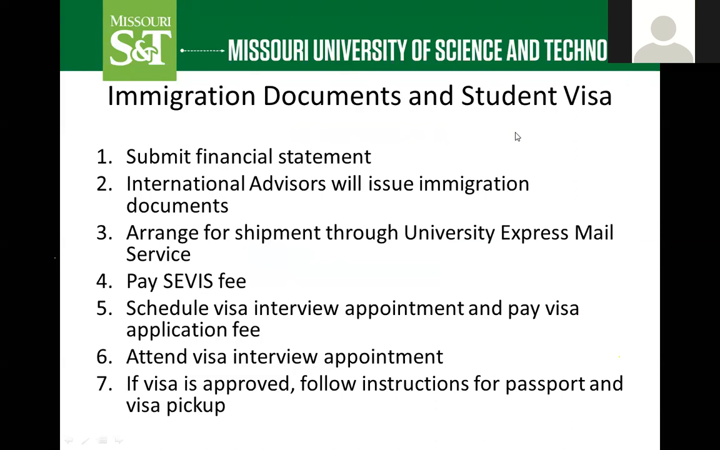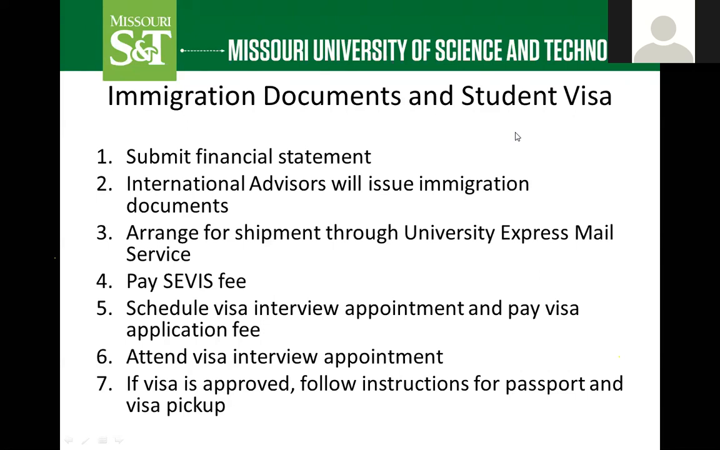After you submit your financial statements, your international advisor will issue your immigration documents. If you are going to be an F1 student, you'll get an I-20. If you're going to be a J1 student, you'll get a DS 2019. After your immigration documents have been issued, you're going to arrange for shipment through University Express Mail Service. That is a company that we've paired with that is going to help make sure that your documents are delivered and mailed to you. Again, Brendan would have sent you some information on how to sign up for this shipping. But if you have any questions about that, please reach out to him and he can help answer those.